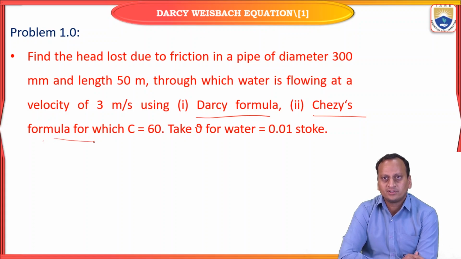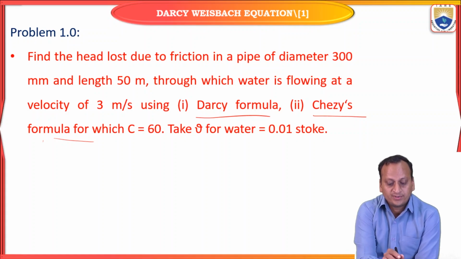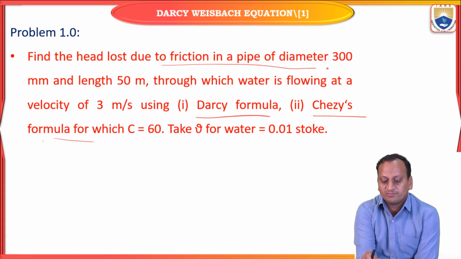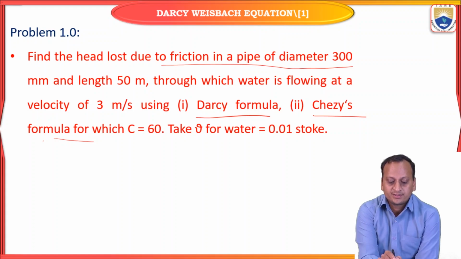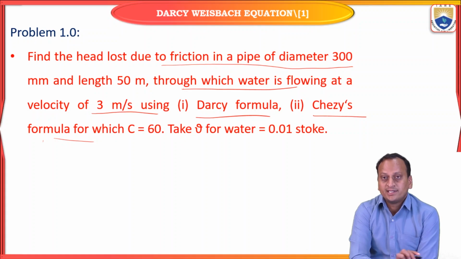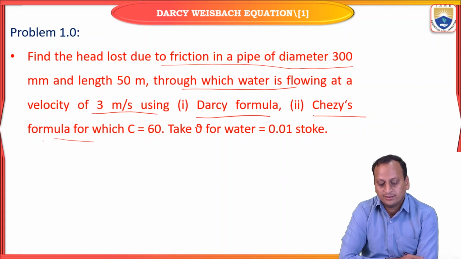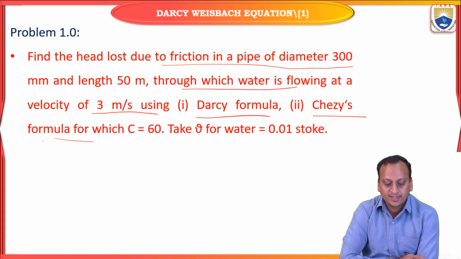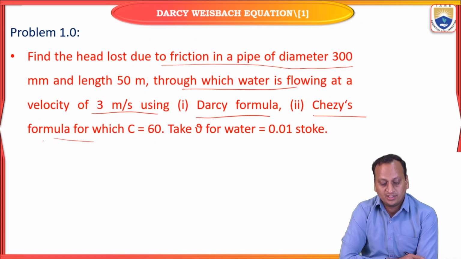So based on that, we have to solve one of the examples. Find the head loss due to friction in a pipe of diameter 300 mm and length 50 meters, through which water is flowing at a velocity of 3 meters per second. Here velocity and diameter are given, so you have to utilize the Darcy-Weisbach equation and also Chezy's equation to calculate the major energy loss.